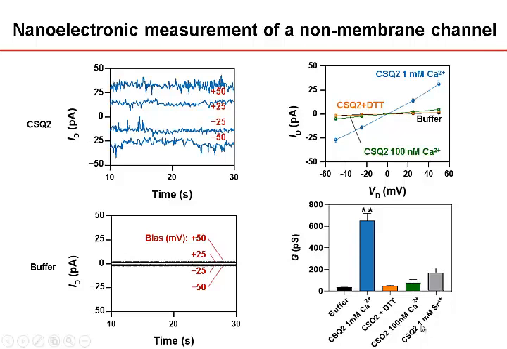When the calcium concentration in the buffer was reduced from 1 millimolar to 100 nanomolar, the conductance was also decreased to the buffer level. Replacing calcium with strontium also compromised the conductance. These results supported calcium as the charge carrier through the channel.